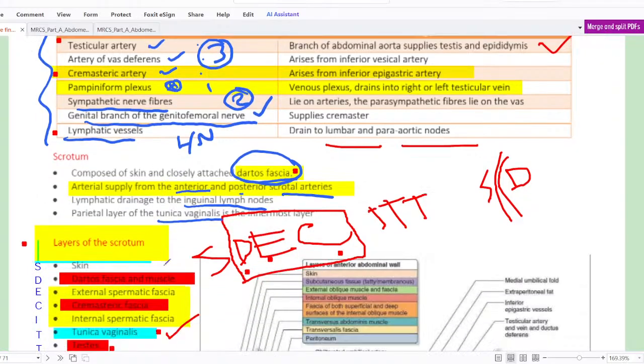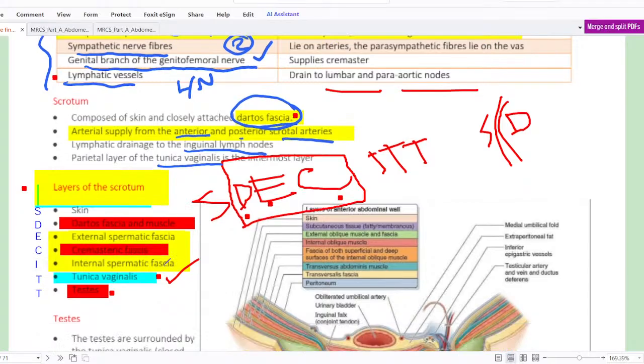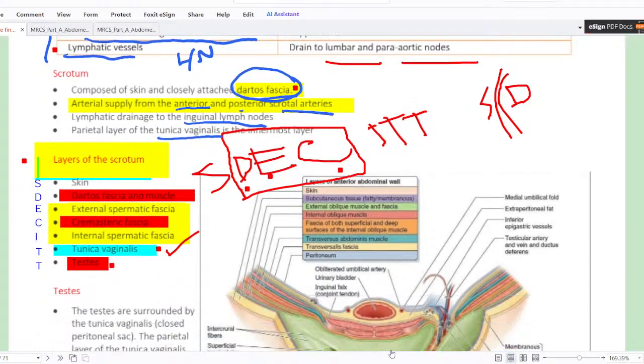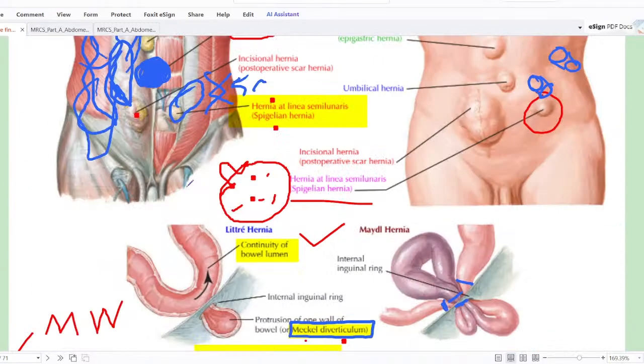We will see the layers of the scrotum. Again, you can see here. Dartos fascia and muscle. Then external spermatic fascia, the same sequence: external spermatic fascia, cremasteric fascia, internal spermatic fascia. Tunica vaginalis and testis.